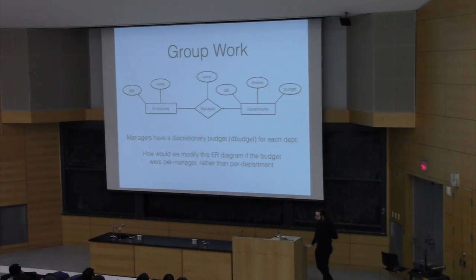Turn to your neighbors and take maybe 2 to 3 minutes and figure out how you would rewrite this entity relationship diagram so that the budgets were set up per manager rather than per department. And we'll talk about that in 3 minutes.